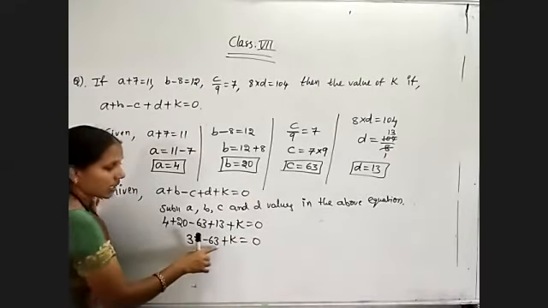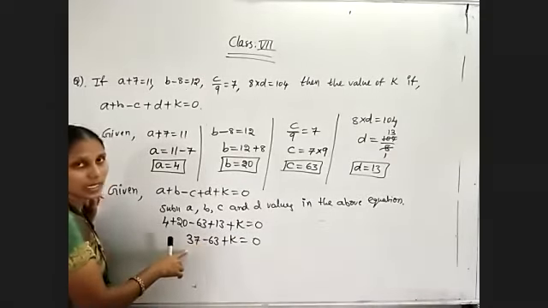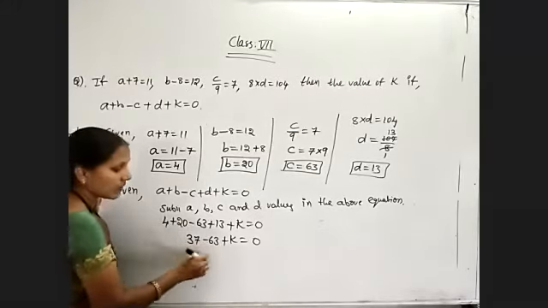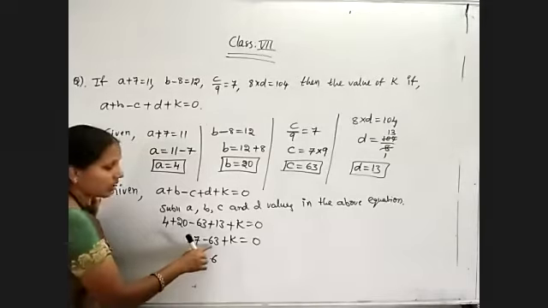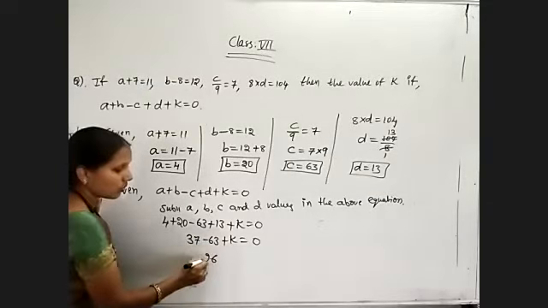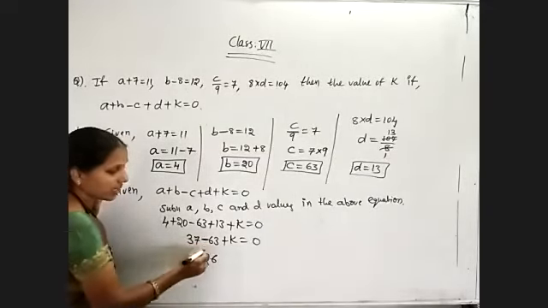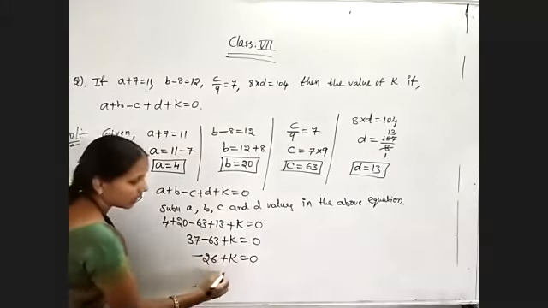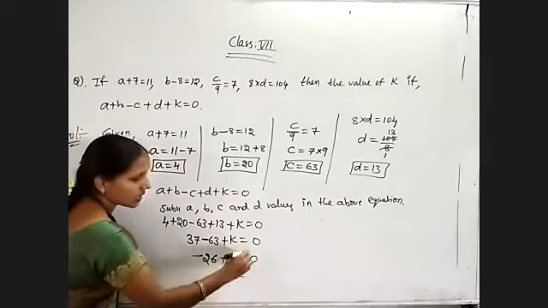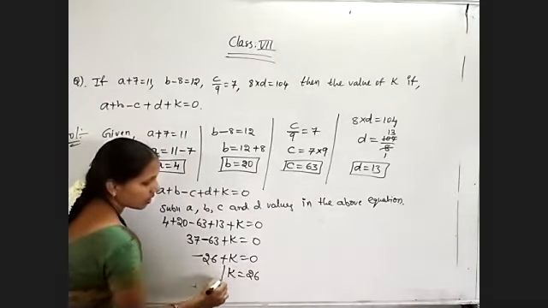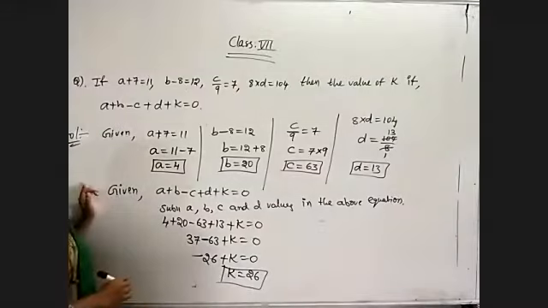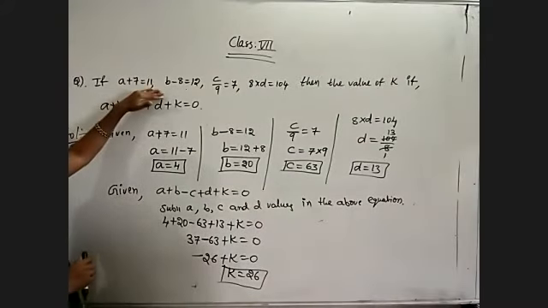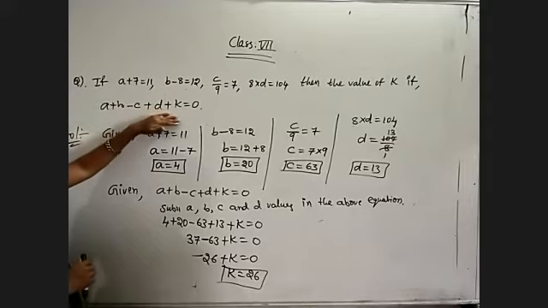Now 63 is greater than 37. So what is the difference between these two? Find out first. 13 minus 7 is 6. 5 minus 3 is 2. And because 63 is greater, so minus 26 plus k is equal to 0. Then k will be equal to minus 26, bringing this side, plus 26. So what is the value of k? 26.